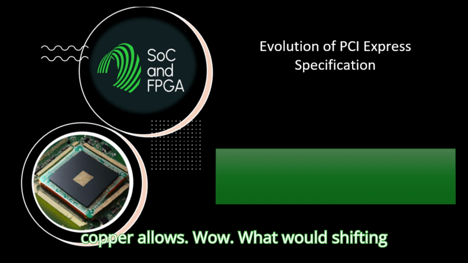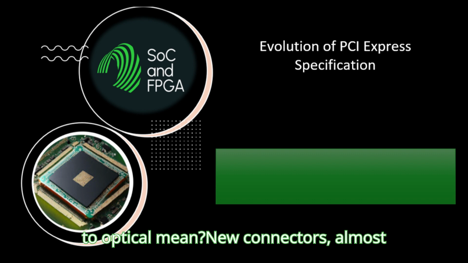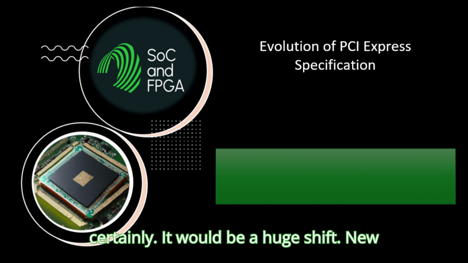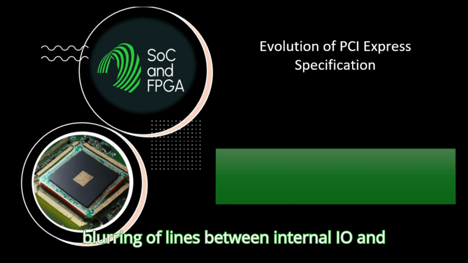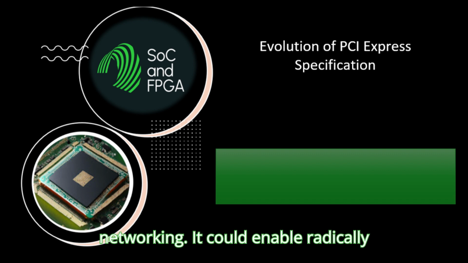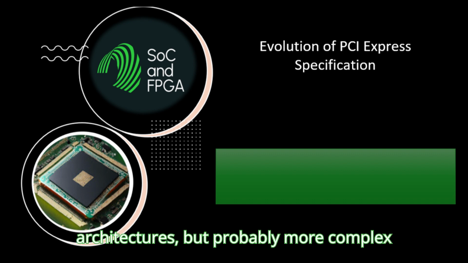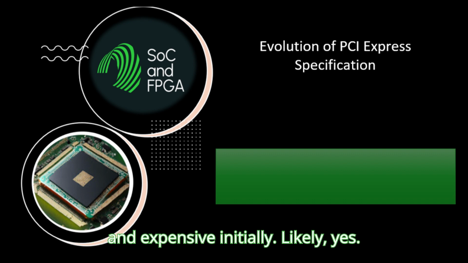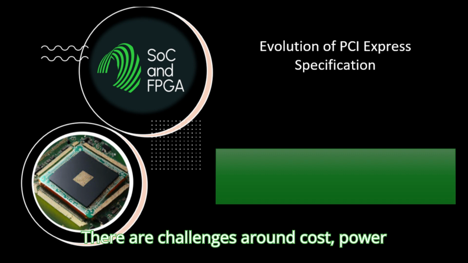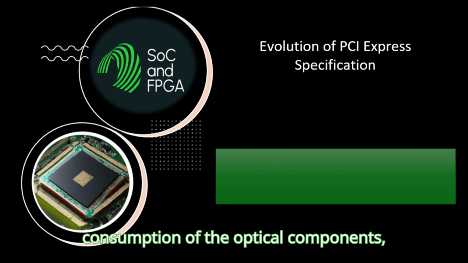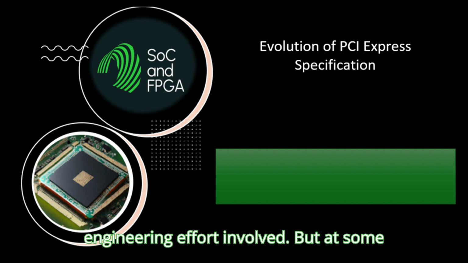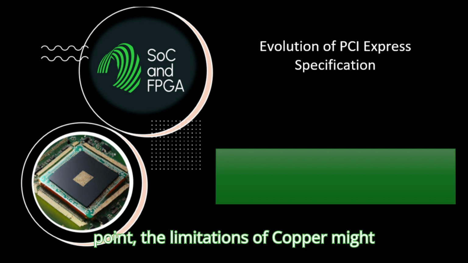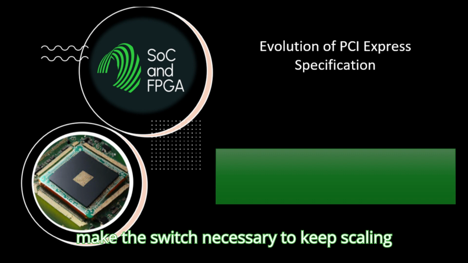Wow. What would shifting to optical mean? New connectors? Almost certainly. It would be a huge shift. New connectors, new onboard components, optical transceivers, potentially a blurring of lines between internal I/O and networking. It could enable radically different, more distributed system architectures. But probably more complex and expensive initially. Likely, yes. There are challenges around cost, power consumption of the optical components, thermal management, and just the engineering effort involved. But at some point, the limitations of copper might make the switch necessary to keep scaling performance.